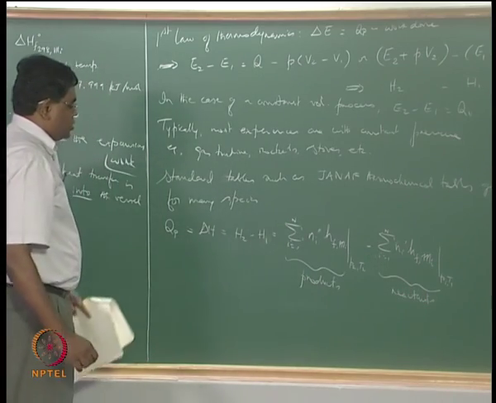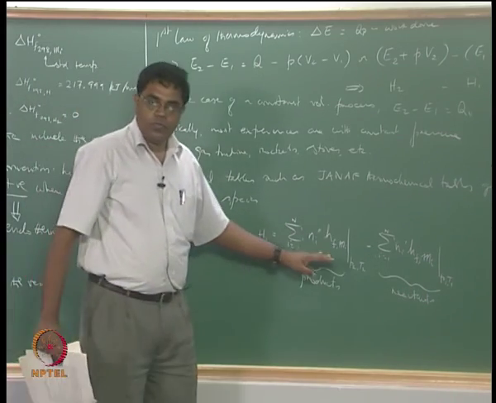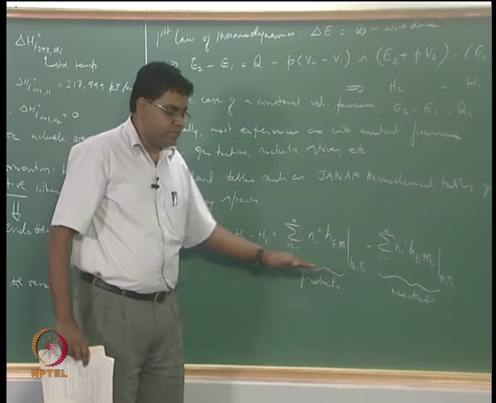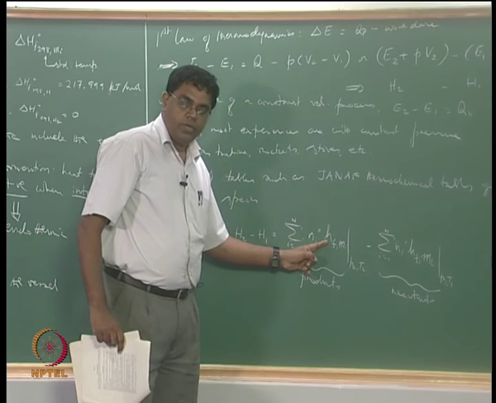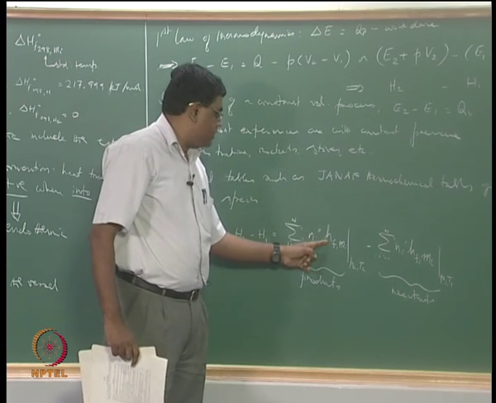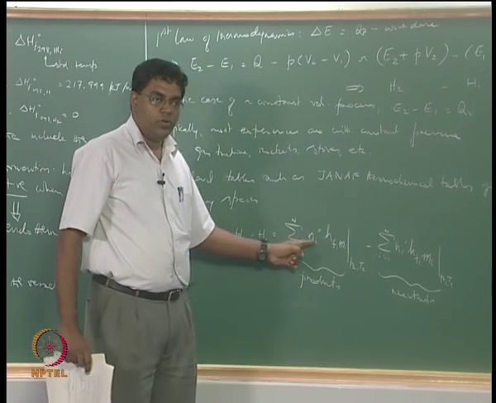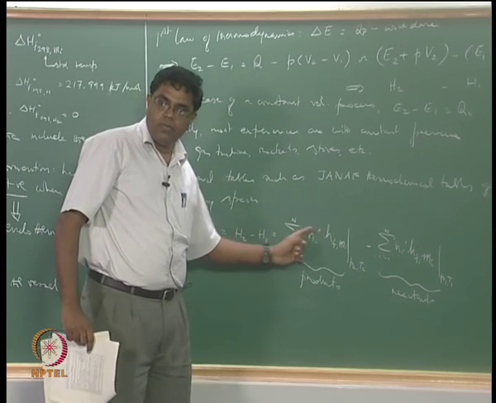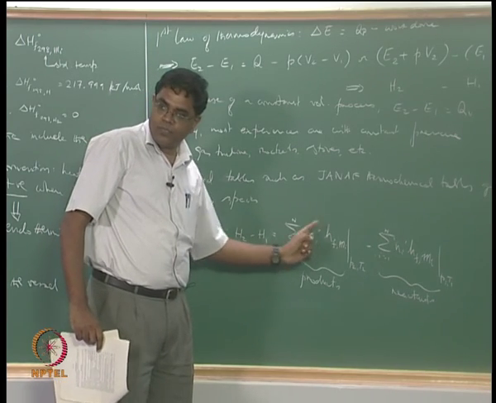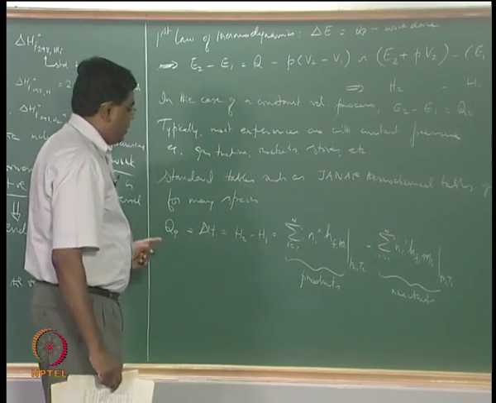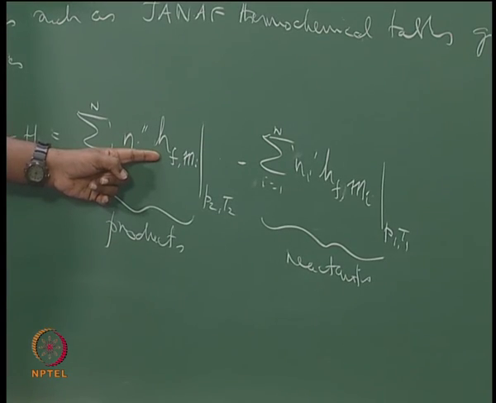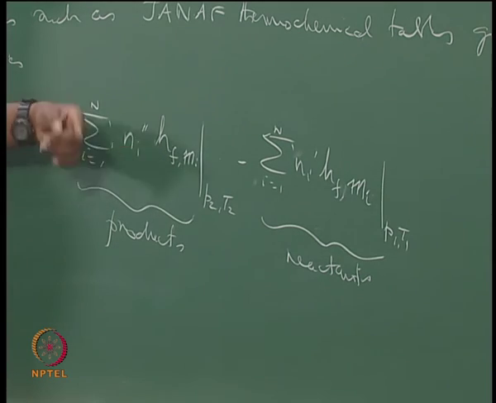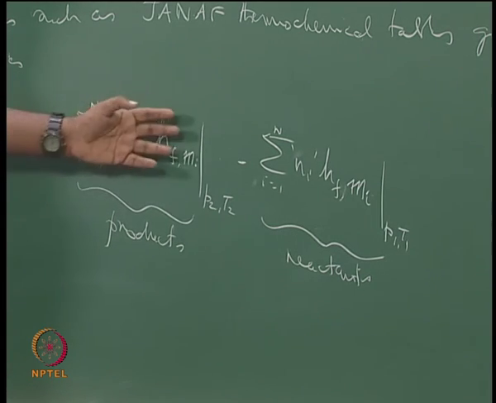I have changed the notation a little bit here for you, and I am going to explain this further on. We are now beginning to use small h, particularly because this is associated with per unit mole and you multiply by the number of moles. So in some sense you can now call this a molar specific enthalpy. That means you are talking about it per unit mole.